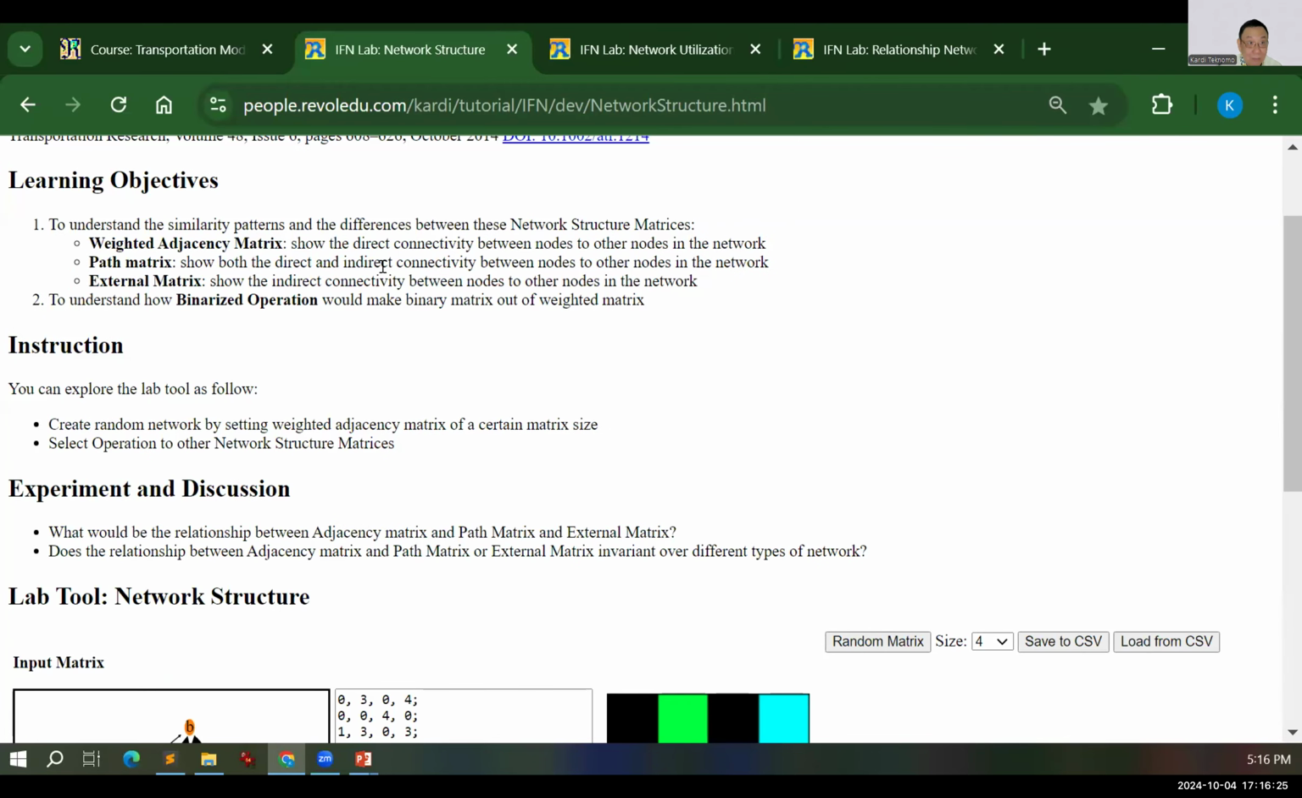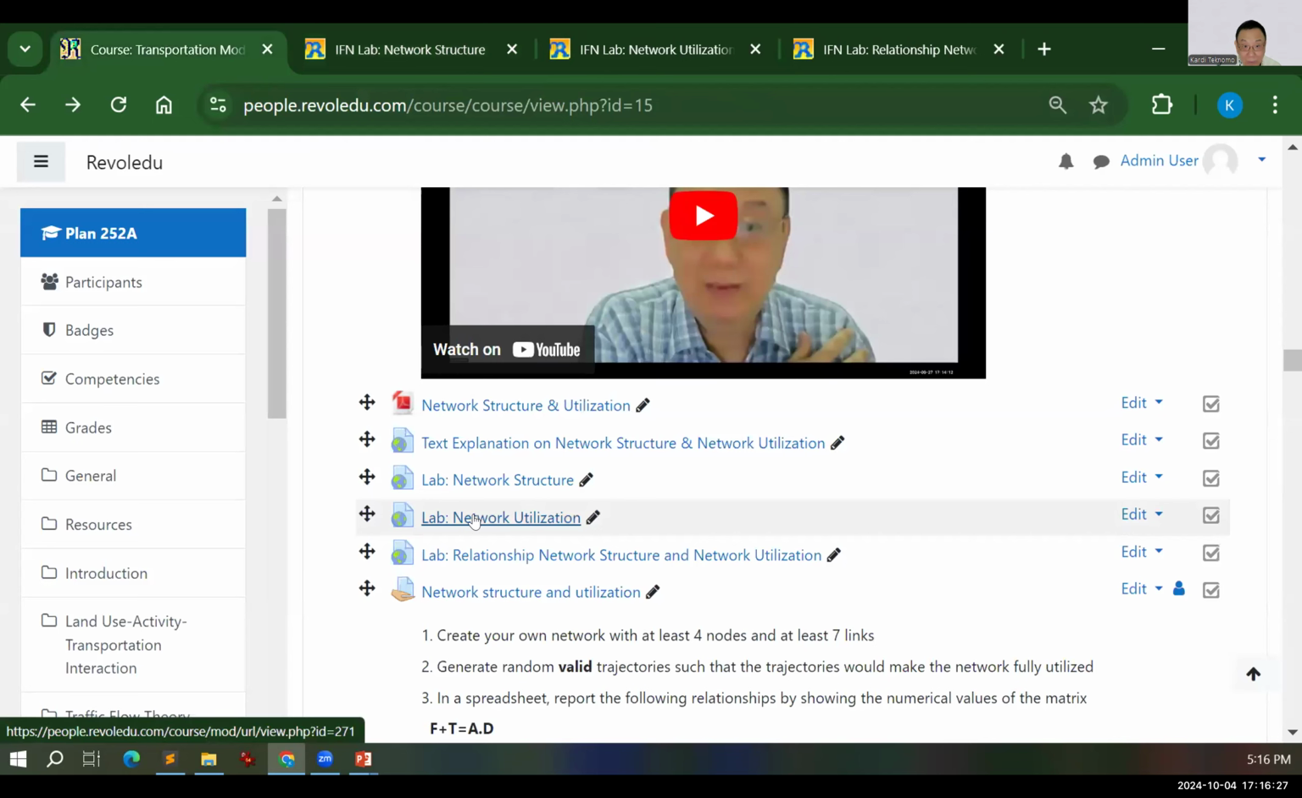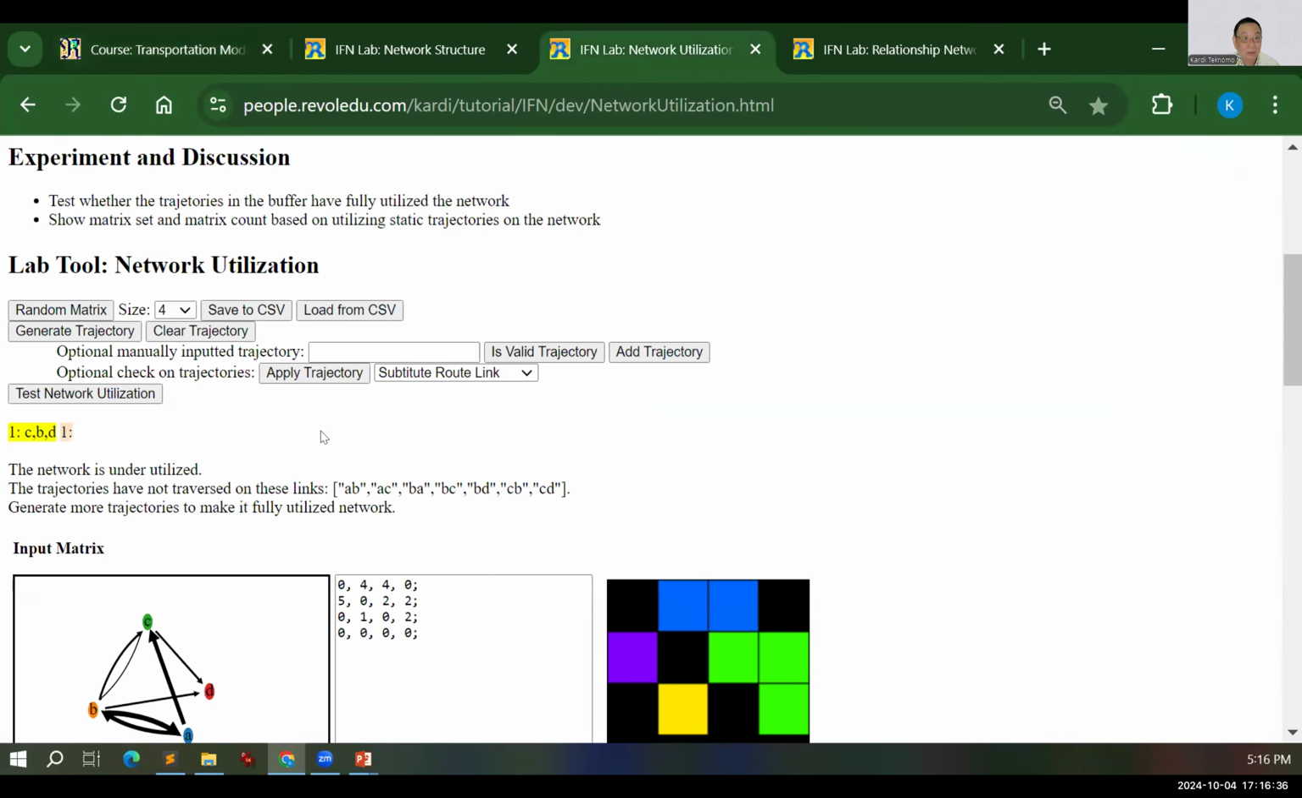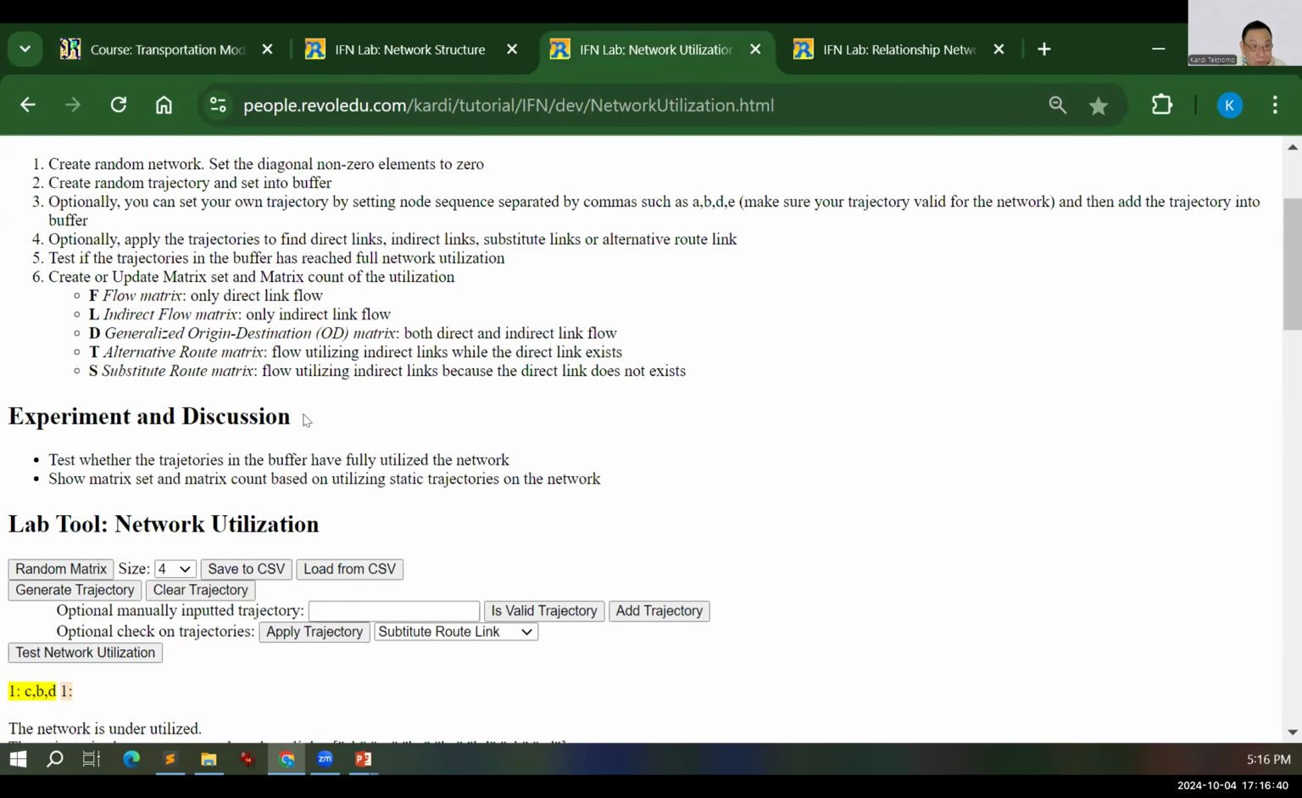Next, you can also go to the next lab with this network utilization. When you click this, you can go to this network utilization. The instruction is more complex.